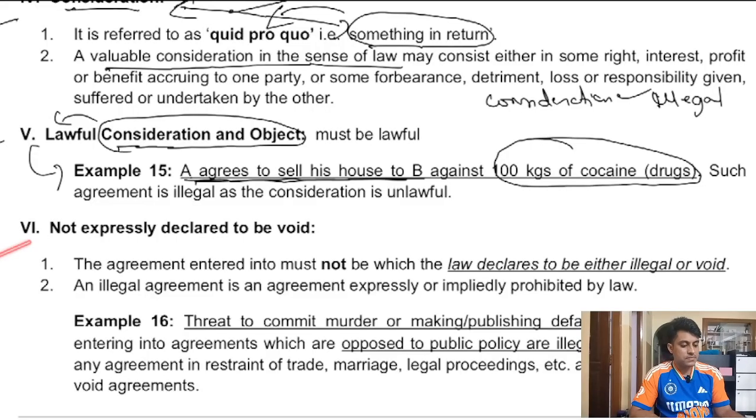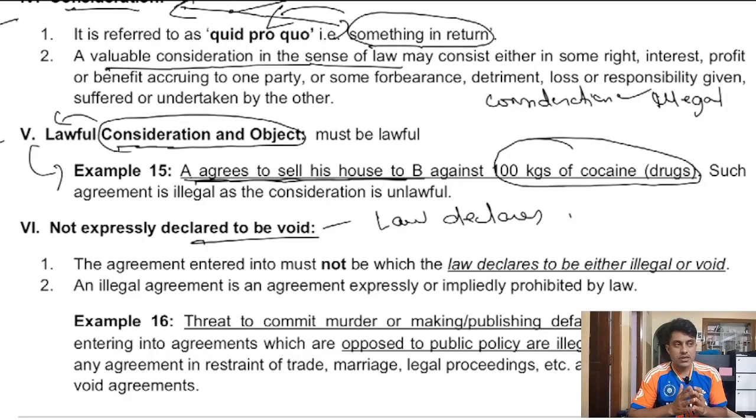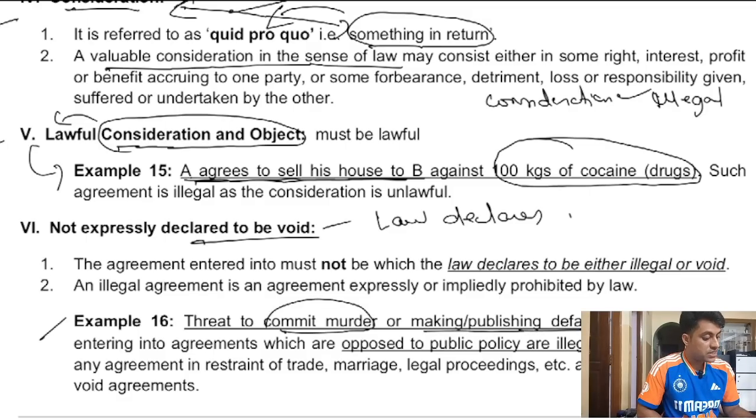Next essential, the sixth one, says it is not expressly declared to be void. Sometimes law will declare certain contracts to be void. So as per this point, an agreement or a contract shouldn't have been declared already void by a court of law. So what are those things? We will consider this example: threat to commit murder, or publishing defamatory statements, or agreements which are opposed to public policy.